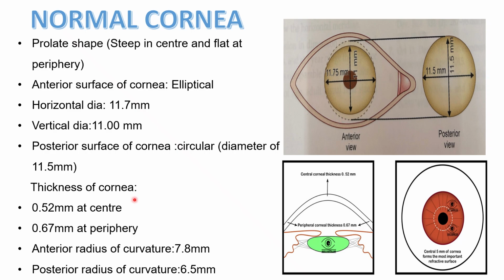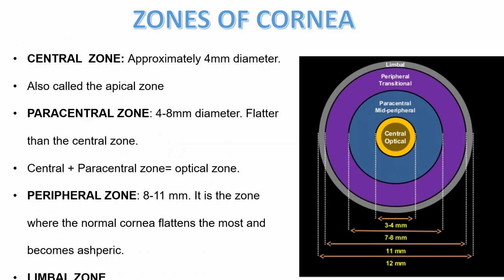If we look at the thickness of the cornea, in the center it is 0.52 mm, that is 520 micron, and at the periphery it is 0.67 mm, that is 670 micron. The anterior radius of curvature is 7.8 mm, and the posterior radius of curvature is 6.5 mm.